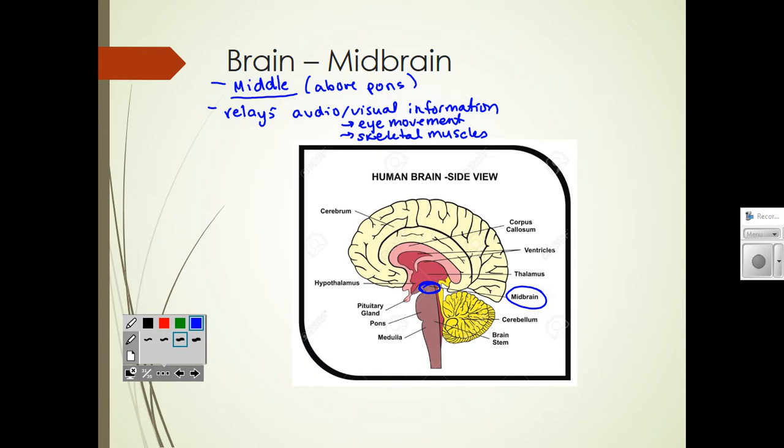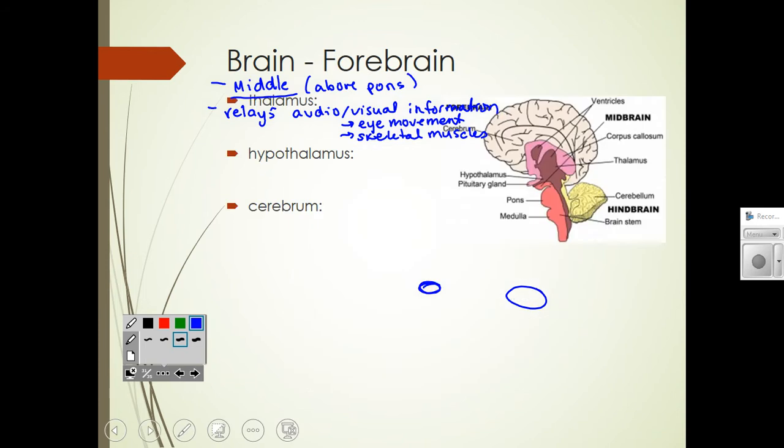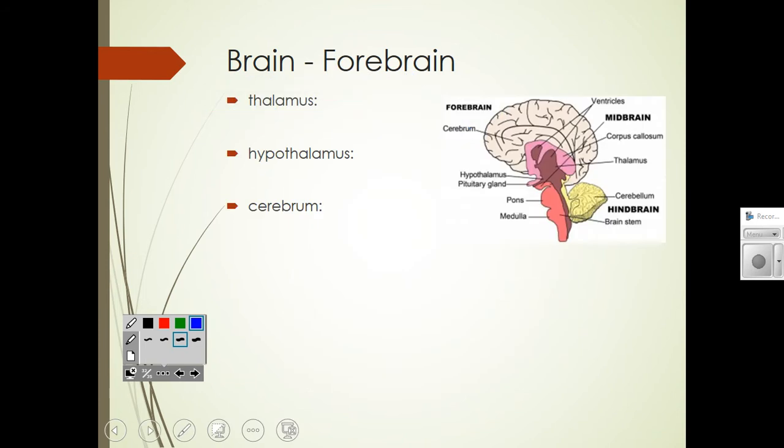So we have the hindbrain, which is at the base and at the back. We have the midbrain, which is in the middle. And then the last of the three sort of major sections of your brain is the forebrain. The forebrain is at the top and then at the front. Now, there are a lot of structures that make up part of your forebrain, and we're just going to look at a select few of them.